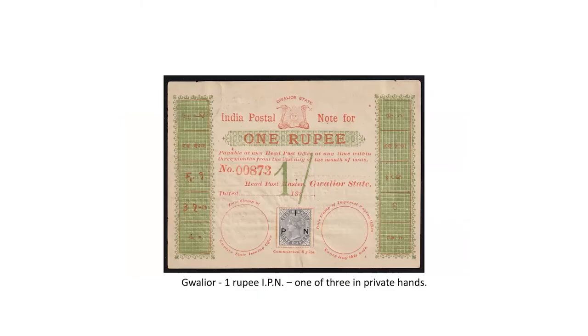These are called IPNs or Indian Postal Notes. This happens to be one of three in private hands. There's one in the, one was in the, my goodness, I'm blanking on the name. It's in the British Museum, I believe.